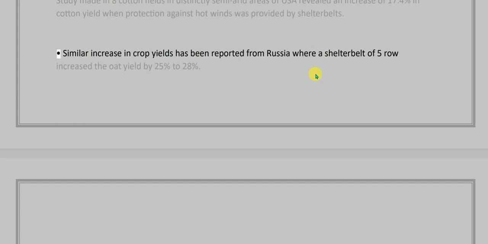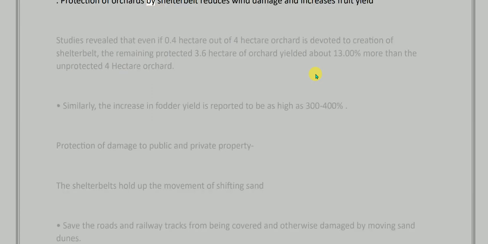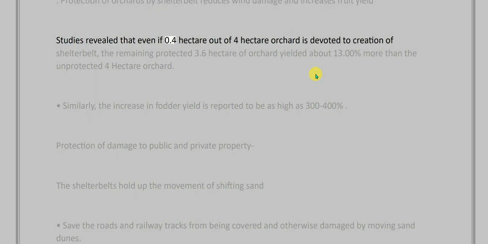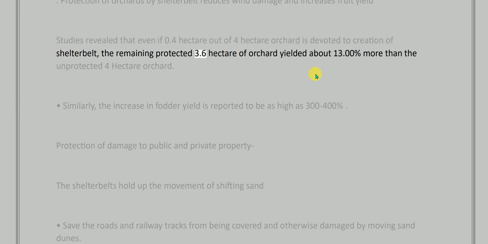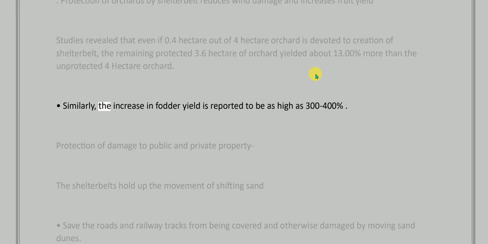Similar increase in crop yields has been reported from Russia, where a shelter belt of 5 rows increased the oat yield by 25% to 28%. Protection of orchards by shelter belts reduces wind damage and increases fruit yield. Studies revealed that even if 0.4 hectare out of a 4 hectare orchard is devoted to a shelter belt, the remaining protected 3.6 hectare yielded about 13% more than the unprotected 4 hectare orchard. Similarly, the increase in fodder yield is reported to be as high as 300 to 400%.